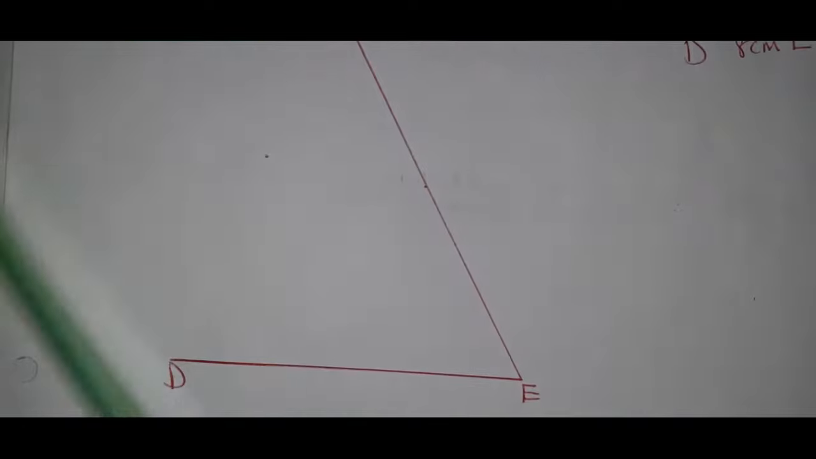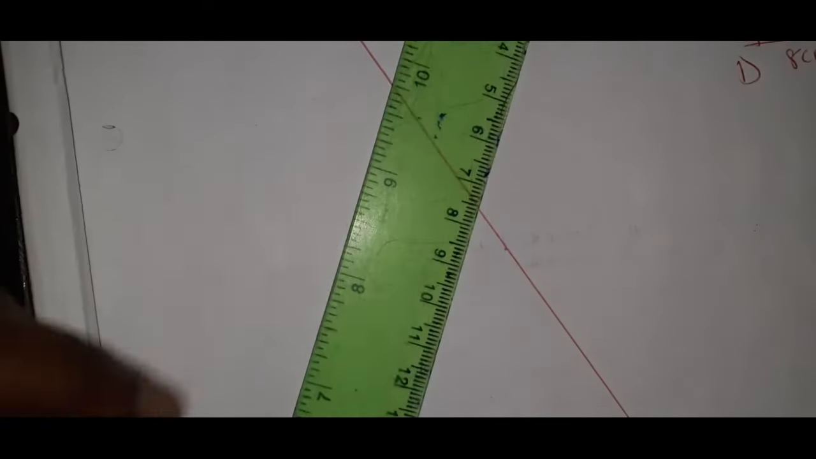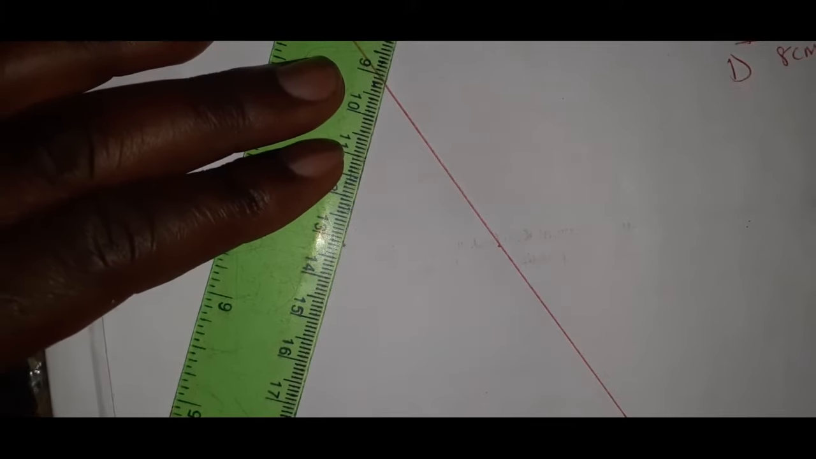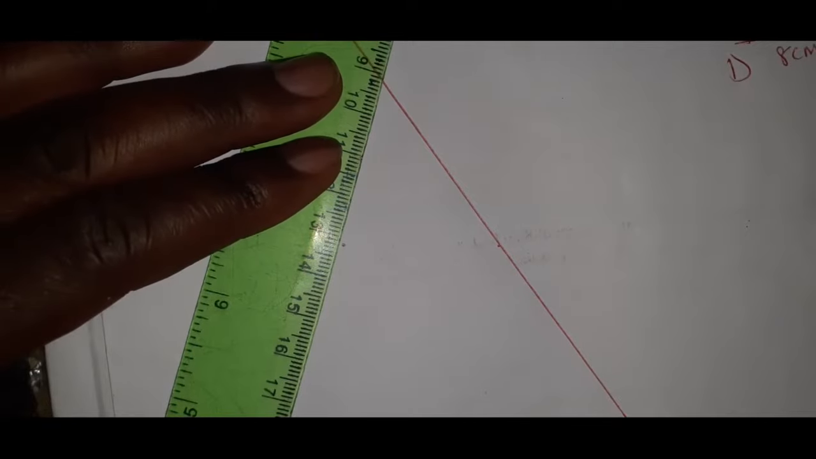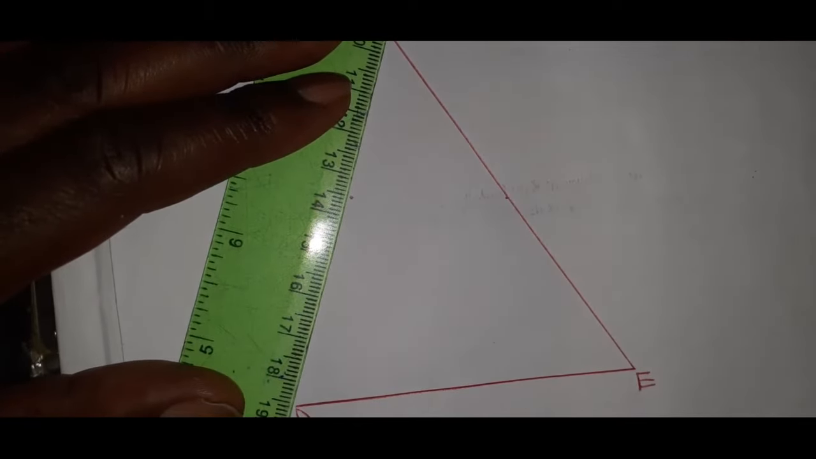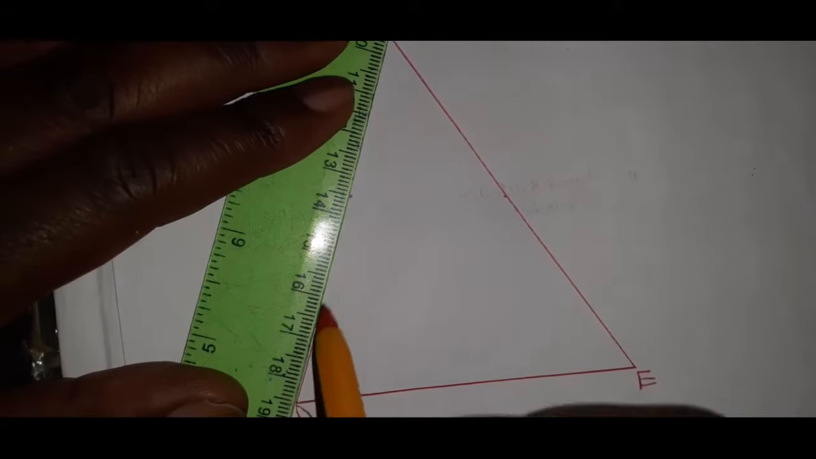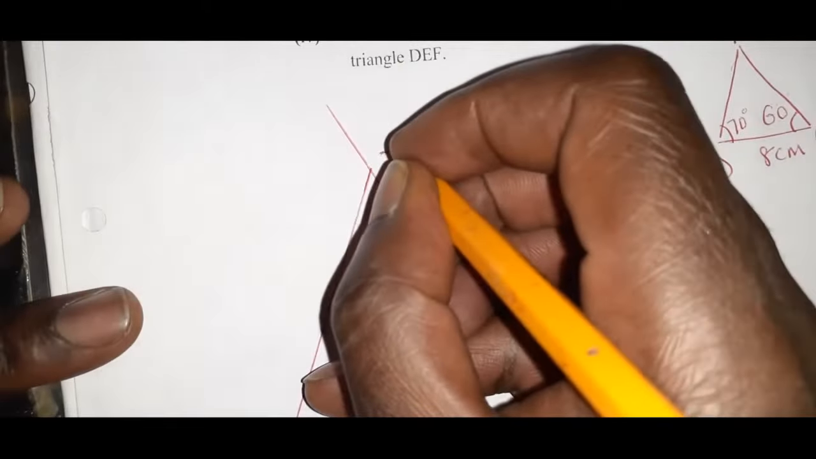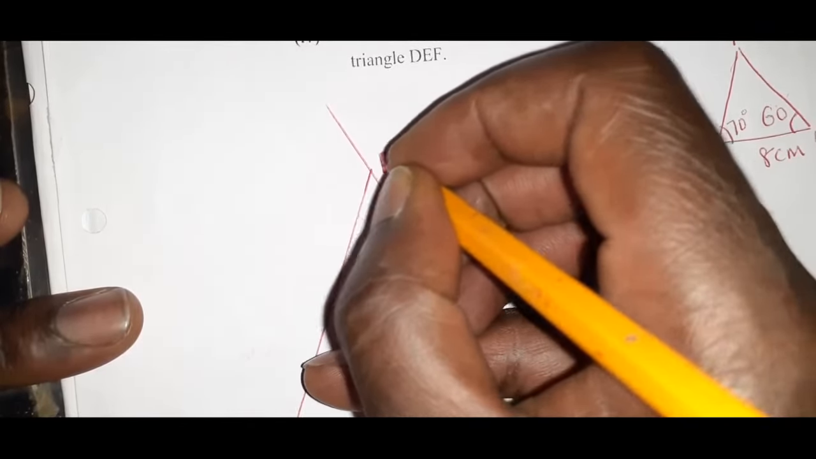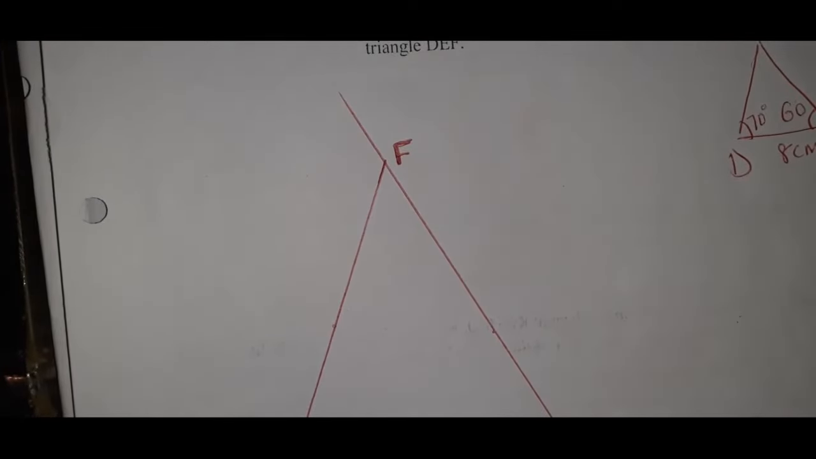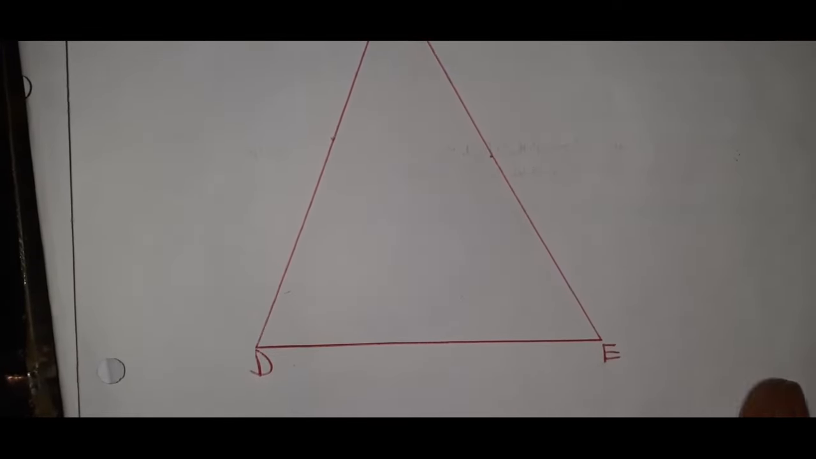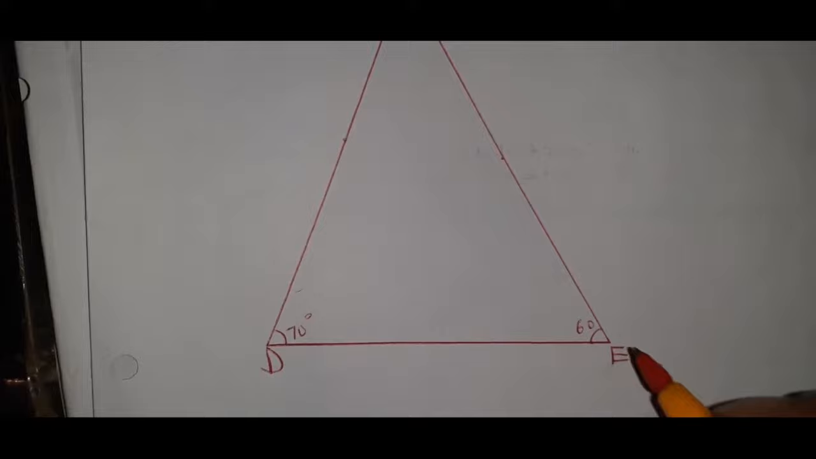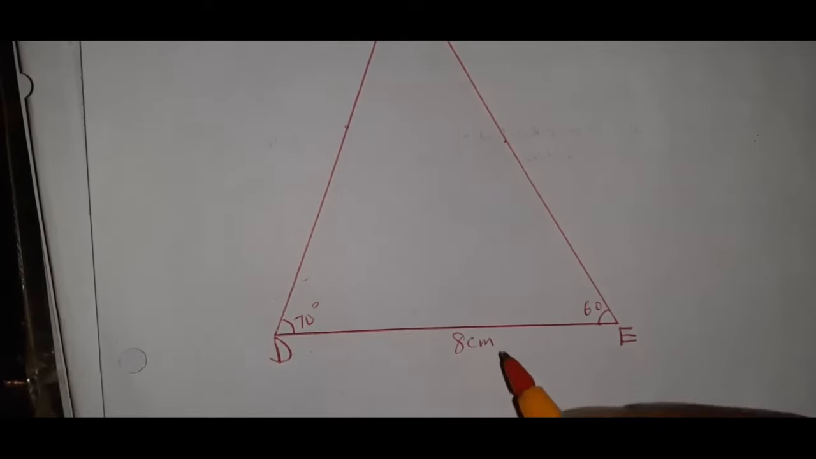Let it go like that. Then the second one also must come here. Second one also, we are just being guided by the angles here. Second one, 70 is there, so this up to there. Okay, so this is where our F is going to be. Take note of that. So this one here, we measured 70 degrees. This one is 60 degrees. This one is 8 centimeters.